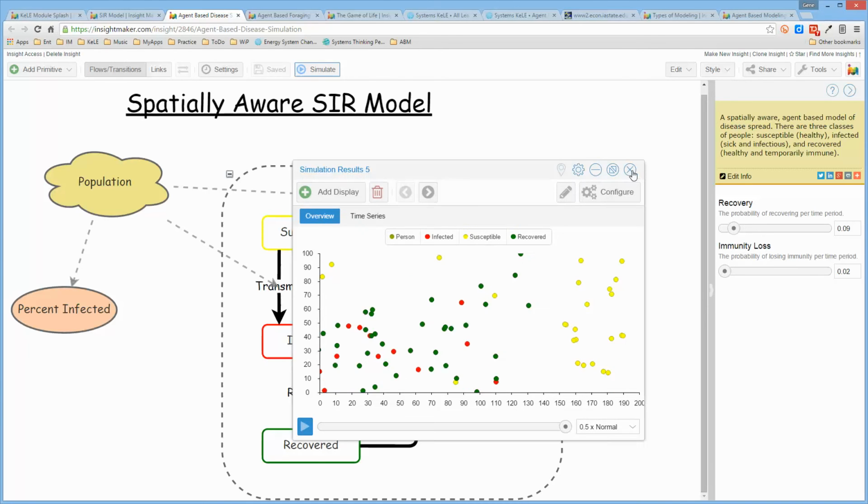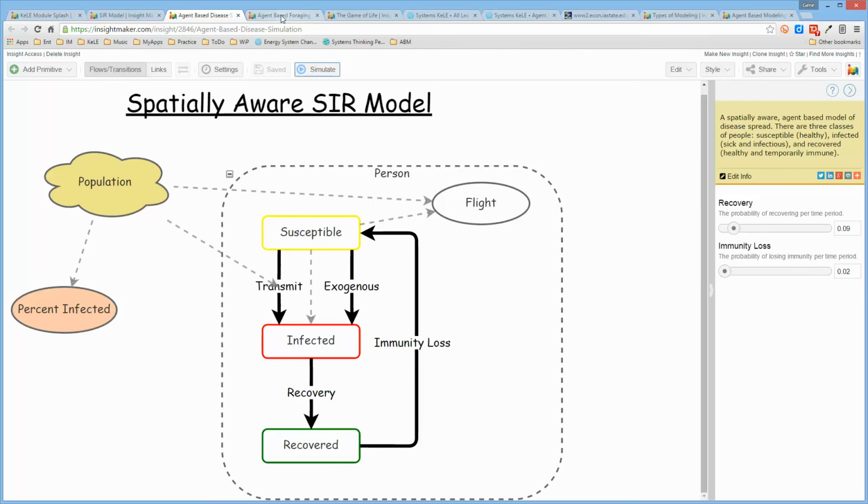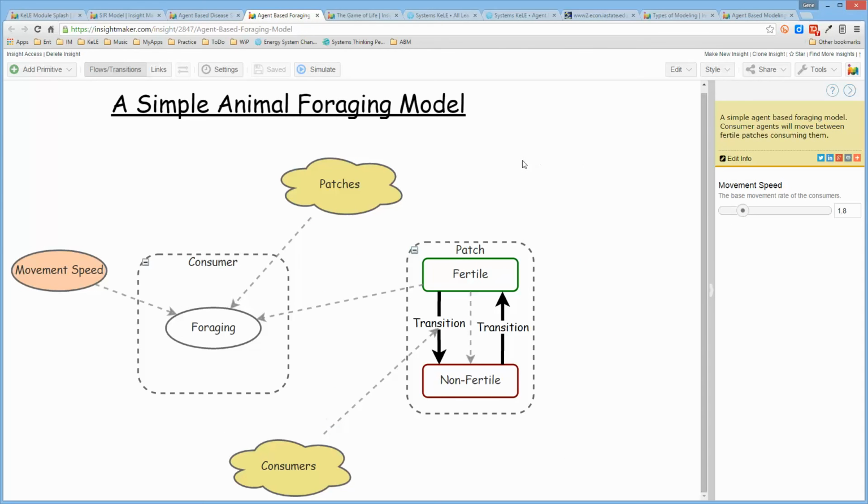of rules. Now, as a couple of additional examples, here is what's called a foraging model, where we have two different agents. And initially, the whole idea of agent-based modeling confused me.